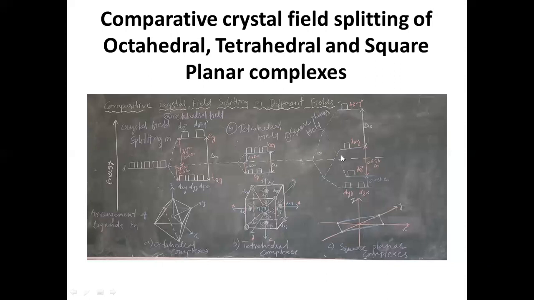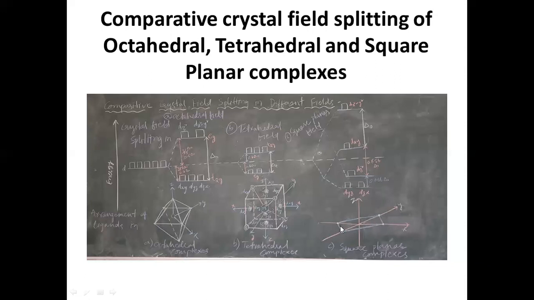Now we are able to see here the splitting of a square planar complex. This is the diagram of a square planar complex. X and Y axis is there, and this is the square it is forming. This is the square of an octahedral complex, and when the z component ligands are removed, this is the square planar complex we are able to see here.